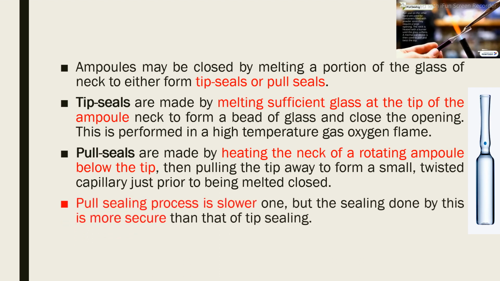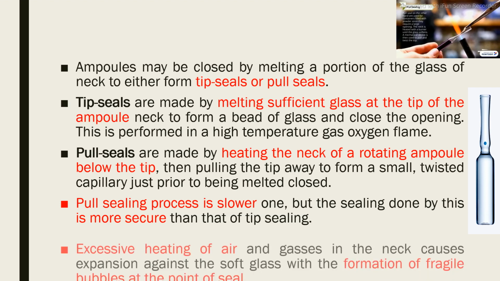The pull sealing process is slower, but the sealing done by this is more secure than tip sealing. So once the sealing is done, it is 100% sure that the ampoule is completely sealed. There are no chances for improper sealing. But in case of tip sealing, there may be a chance that the tip may not be completely closed. So that's why pull sealing is more popular as compared to tip sealing.